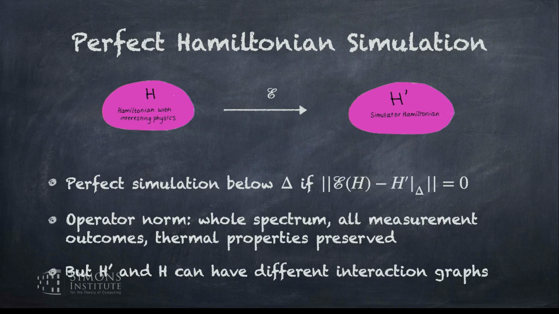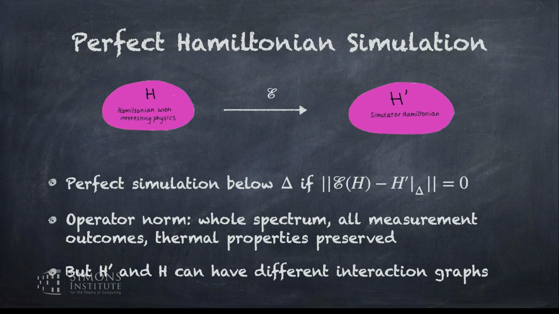And this encoding map, throughout this talk, we can just think of as being an isometry. There are some slightly more general things that are allowed, but for this talk, this encoding map will always just be an isometry. And we say that this mapping is a perfect simulation if the low energy part of this Hamiltonian is exactly equal in operator norm to this encoded Hamiltonian. And these things are equal in operator norm, so in particular that means the entire spectrum is preserved: all measurement outcomes, thermal properties, time dynamics, all the information about this interesting Hamiltonian is captured by this simpler Hamiltonian. The reason this is interesting is because these two Hamiltonians can have different interaction graphs.